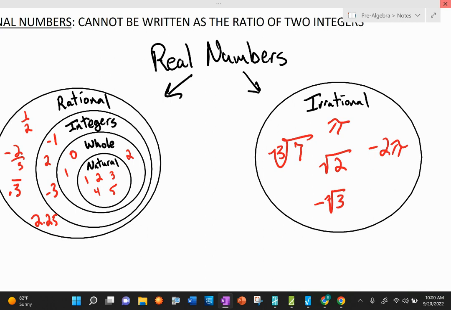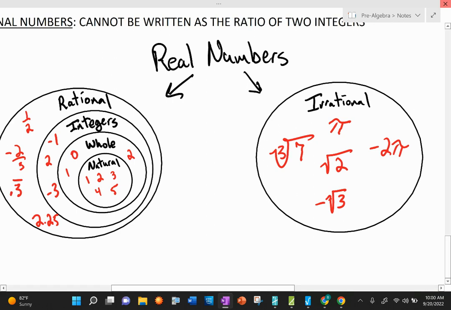Okay. So all of these are your groups of real numbers. Okay. Your classifications. So make sure we get all those down.